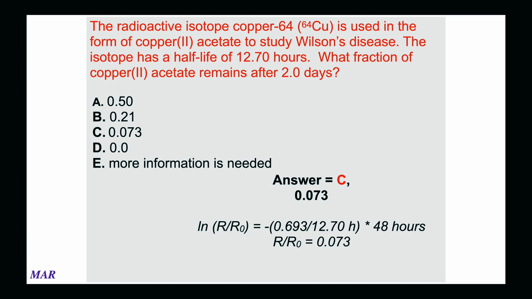0.693 divided by the half-life will give you the rate constant. I didn't even calculate it here. I just went ahead and plugged it right on in. So plug this all in, take the anti-natural log, e to the natural log of x, to get just the fraction 0.073. If you don't get that answer, you let me know. No problem. But you can see this is sometimes kind of useful for figuring this stuff out.